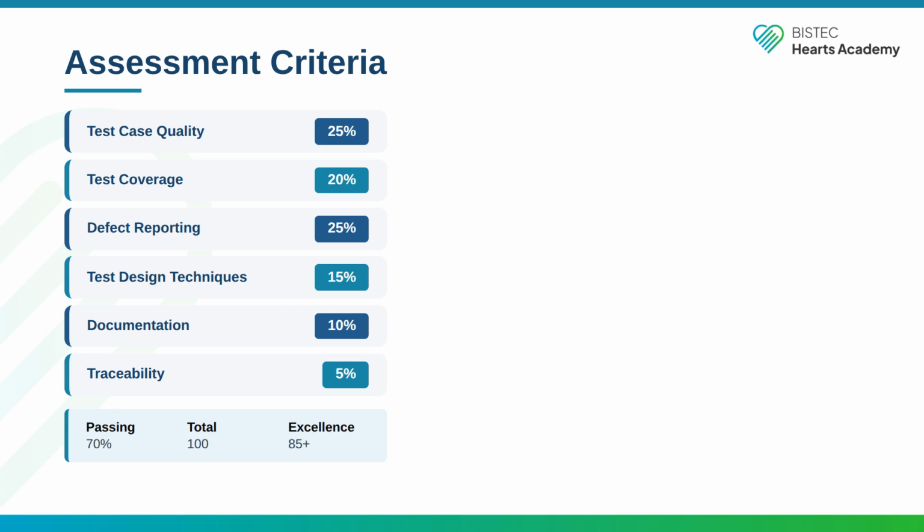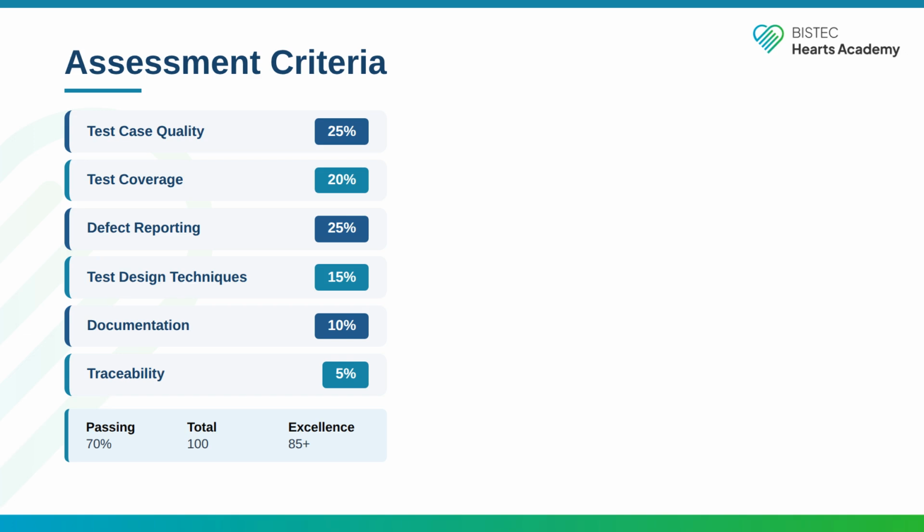That is the gold standard. Test design techniques accounts for 15%. Did you apply EP and BVA and decision tables? If you test an age field with values 17, 18, 19, 119, 120, and 121, that is clearly BVA. Show your work. Documentation accounts for 10%.